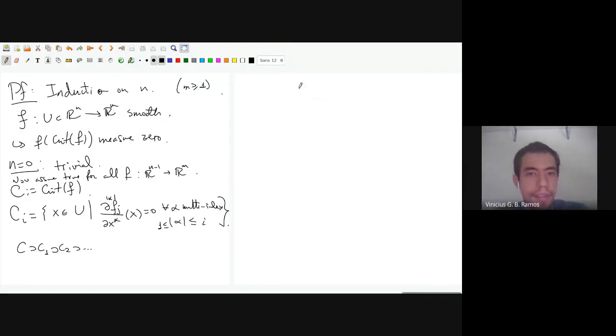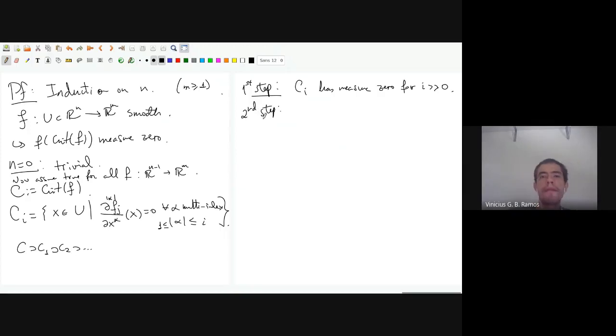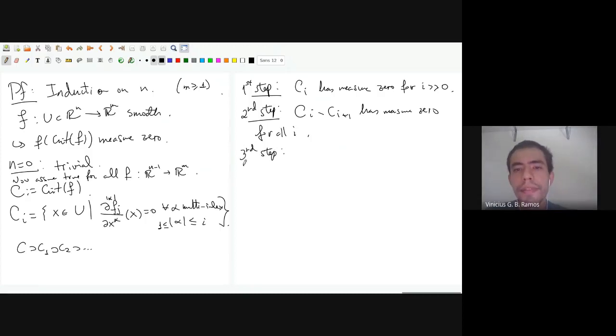Okay, so now we have 3 steps. The first step is to show that f(C_i) has measure 0 for sufficiently large i. The second step is to show that f(C_i minus C_(i+1)) has measure 0 for all i. And the third step is to show that f(C minus C_1) has measure 0. Okay. Any questions?